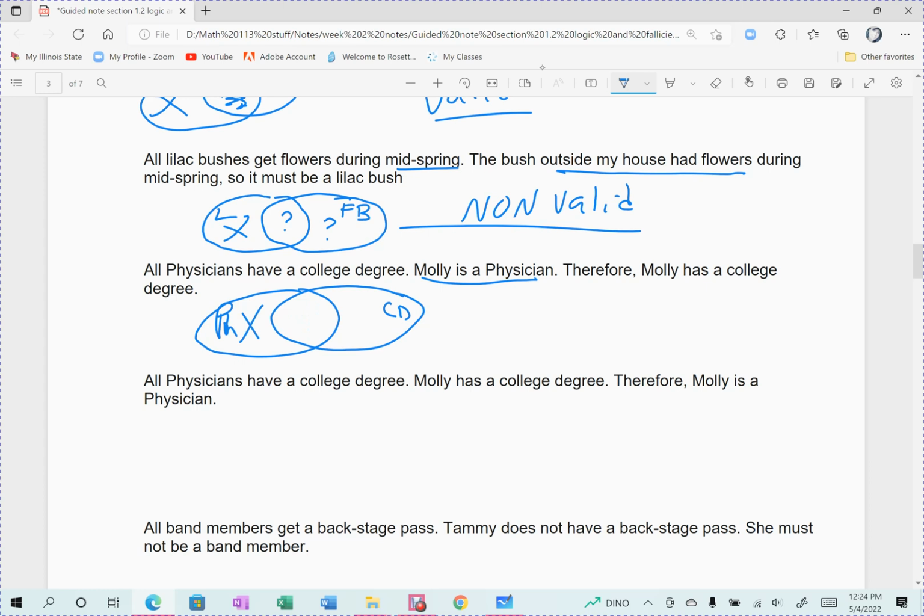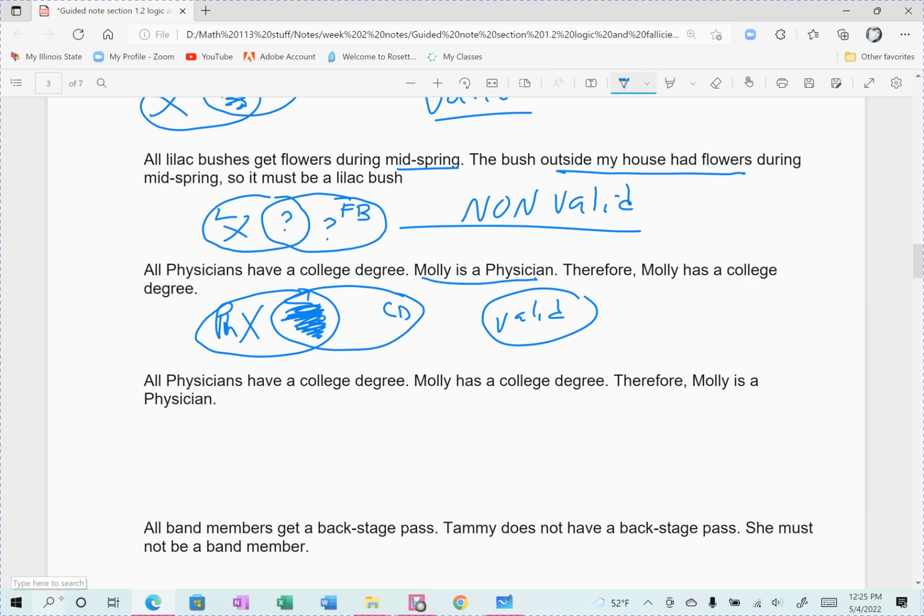Molly is a physician. If she's a physician, she lands in the physician circle. All physicians land in the college degree circle, so that means Molly does land here. And so Molly landing here means she's in the college degree circle, so the conclusion is true. That is a valid argument. She lands in the correct part, the middle wedge.